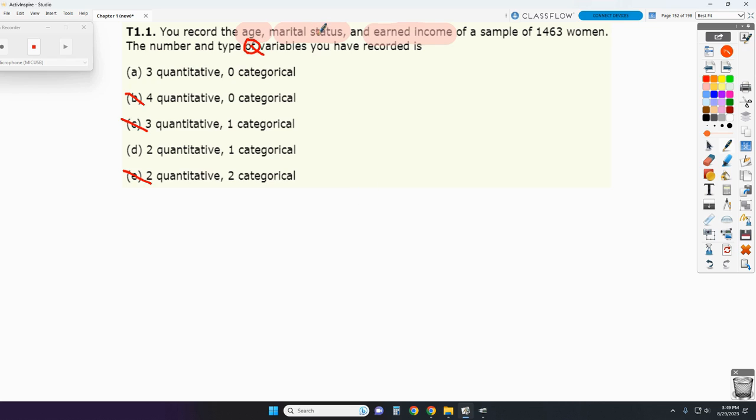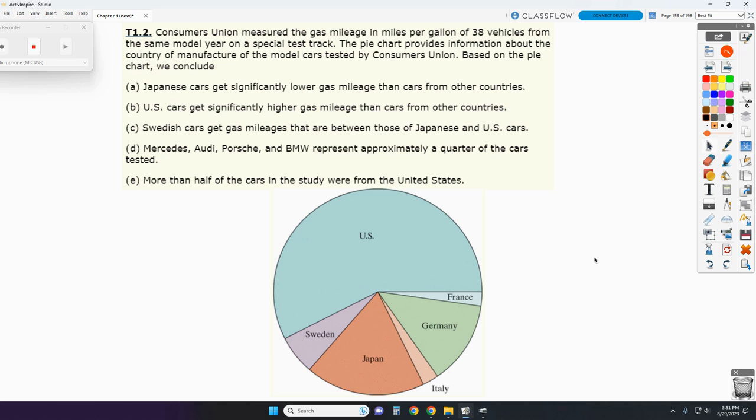Now, marital status, is that numerical in nature? Marital status would just be single, married, divorced, widowed, and that is categorical. And earned income, we're talking money, that's definitely going to be quantitative. After we get to marital status and know it's categorical, we know the answer has got to be D. All right, question 2.